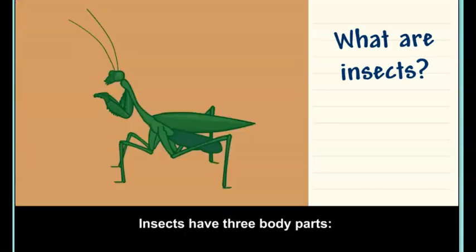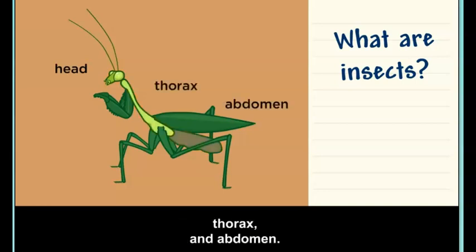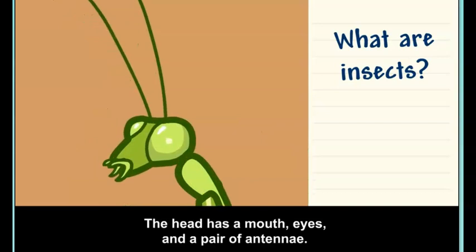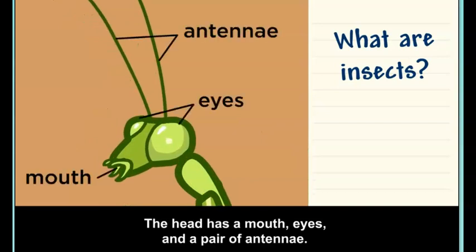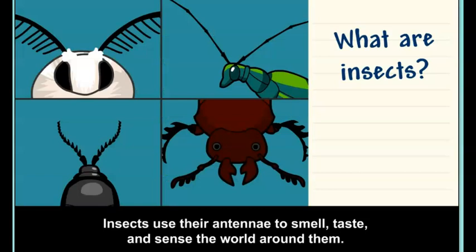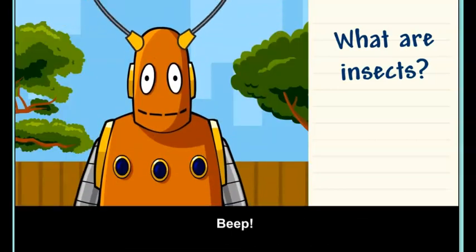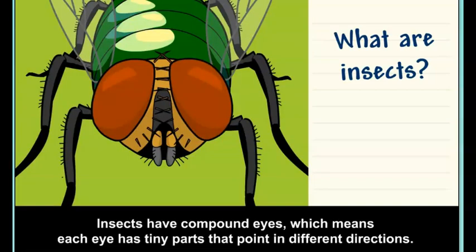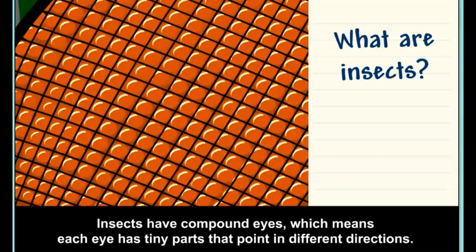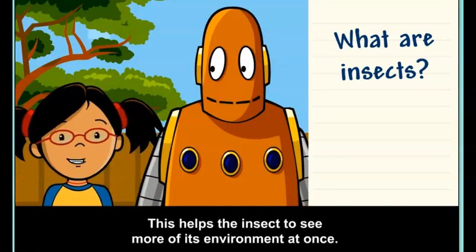Insects have three body parts: the head, thorax, and abdomen. The head has a mouth, eyes, and a pair of antennae. Insects use their antennae to smell, taste, and sense the world around them. Insects have compound eyes, which means each eye has tiny parts that point in different directions. This helps the insect to see more of its environment at once.